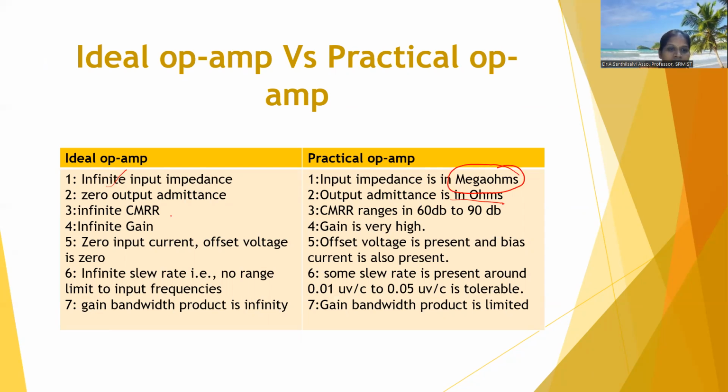The CMRR value is infinite in an ideal operational amplifier, but in practical cases its value is between 60 dB and 90 dB. In ideal cases the gain value is also infinite, but in practical it is a very high gain value. When you are talking about zero input current and offset voltage, in practical cases some small amount of current is there. And the slew rate, it has some slew rate. And the bandwidth is infinite, but in a practical case it has some limitation. This is the comparison of ideal amplifier and practical amplifier.